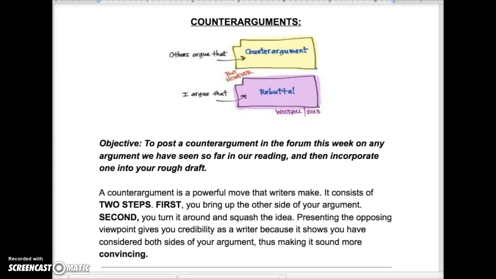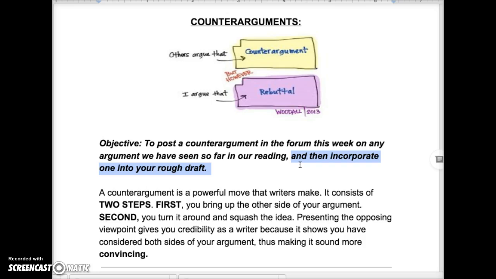Hi there, everybody. I'm going to explain to you what a counterargument is, and the goal is that this week you will be able to understand a counterargument and then post a counterargument in the forum this week using any arguments from our reading so far, and then using a counterargument in your rough draft. So let me explain what it is.